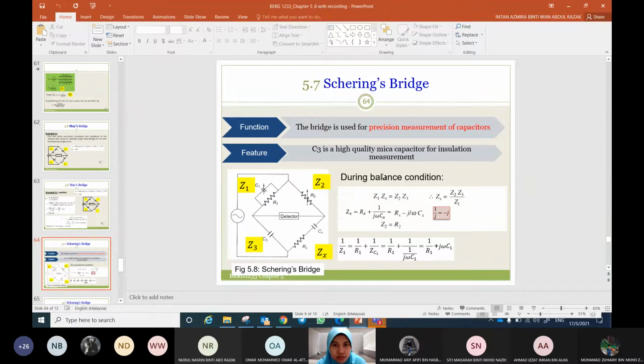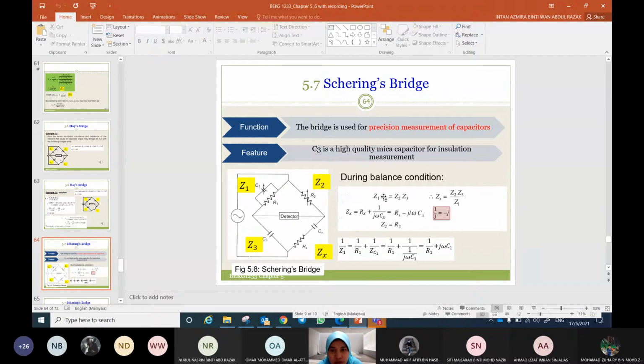Schering bridge is used for precision measurement of capacitors. The unknown parameters for this bridge are Rs and Cx. C3 is a high quality microcapacitor for insulation measurement. So now we want to derive.